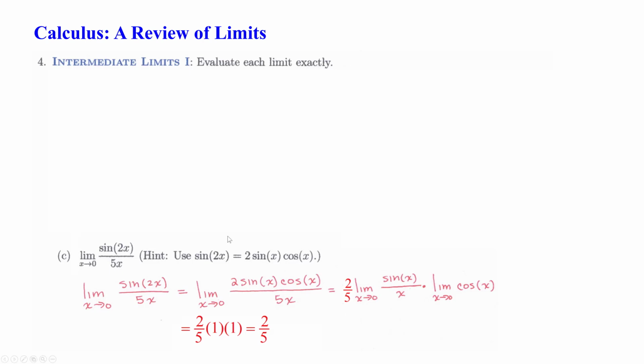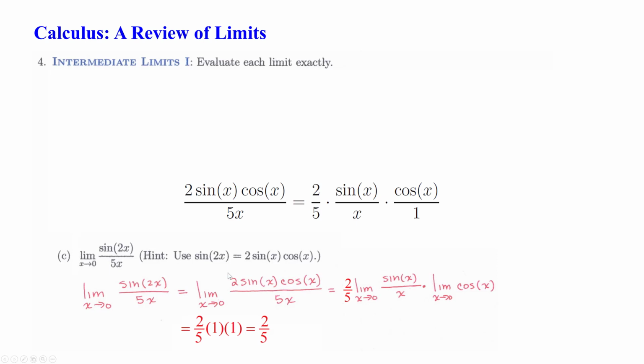Most of us recall from trig and pre-calculus that the sine of 2x is 2 sine x cosine x. So substituting in, sine 2x is 2 sine x cosine x. The limit of the product is the product of the limits, so I can separate, and I'm also going to factor out the 2 all in one step.